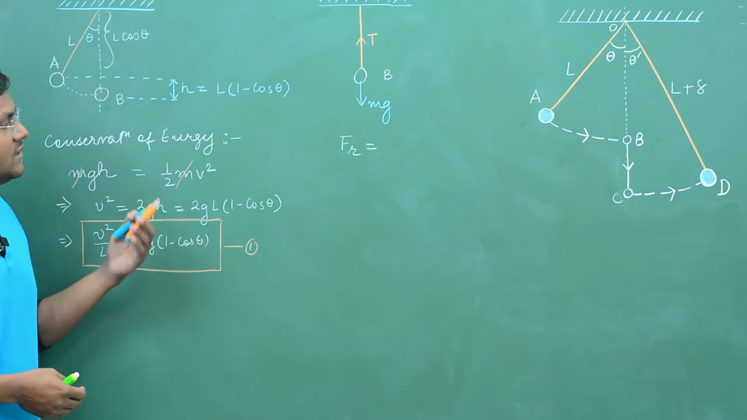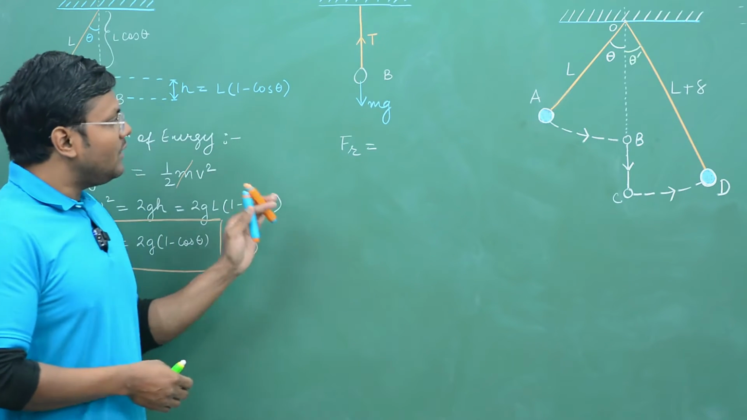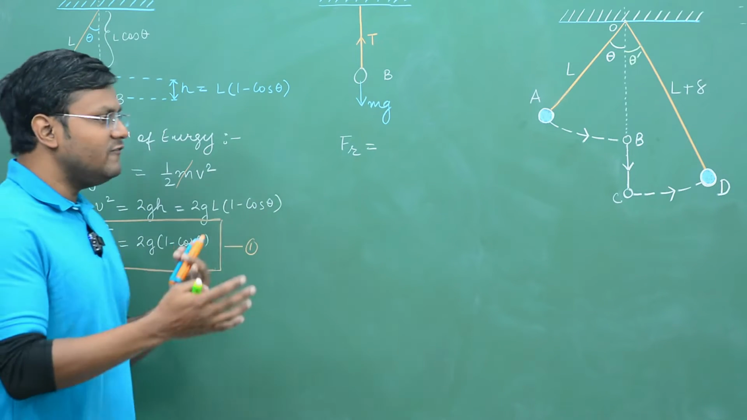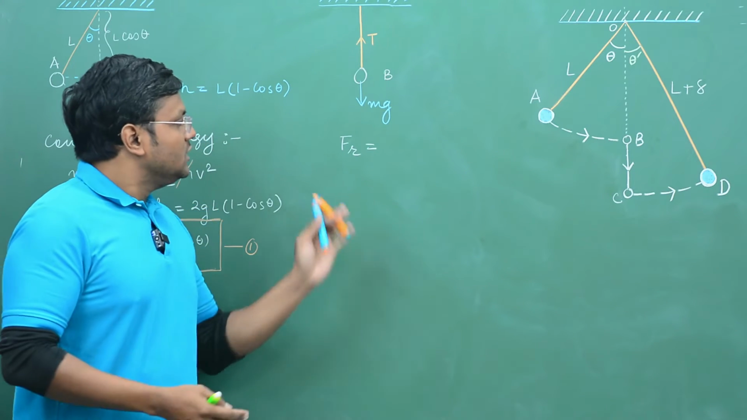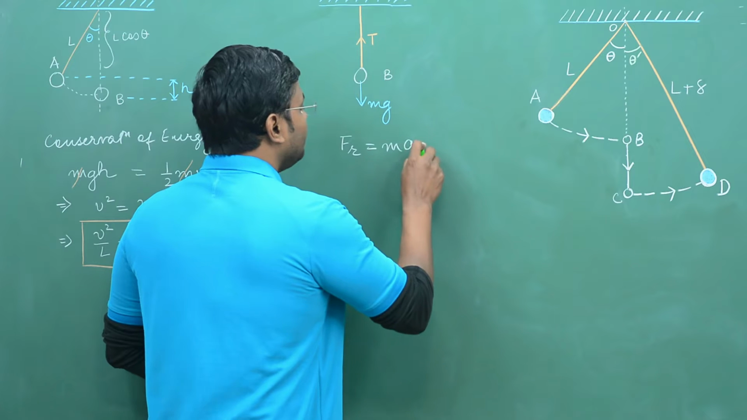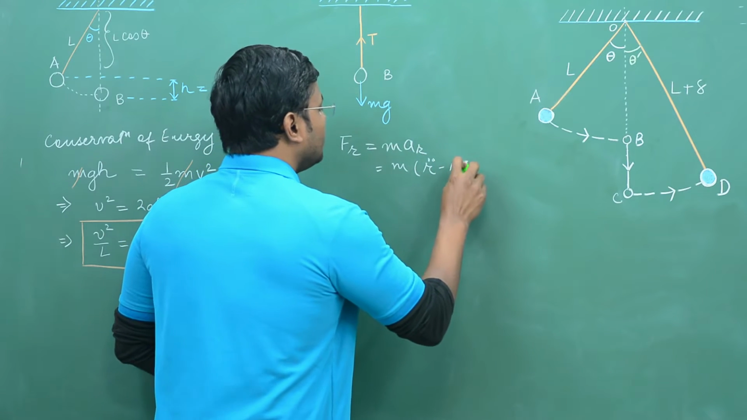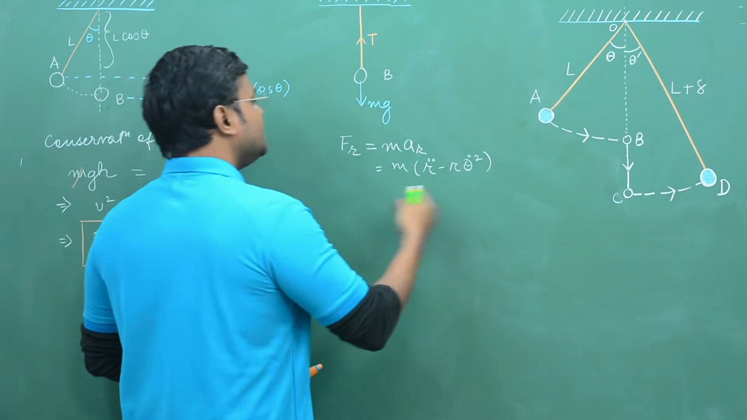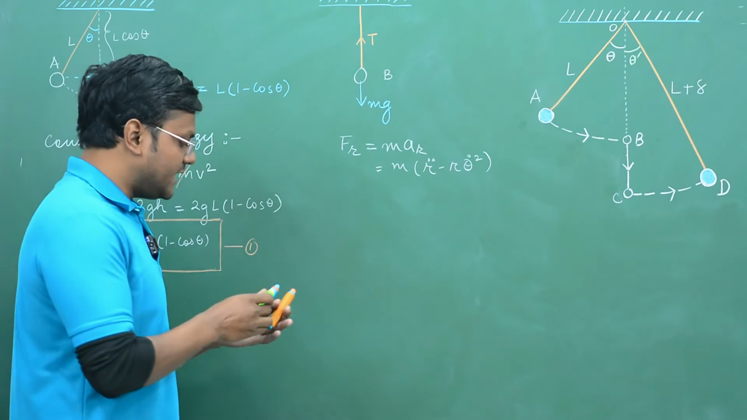So if we analyze circular motion, we need to apply Newton's second law in polar coordinates. I'll have two terms for forces, one along the radial direction and one along the transverse direction. Along the radial direction I can simply write this as m a_r, where a_r is equal to r double dot minus r theta dot squared. This is the form of Newton's second law in polar coordinates.